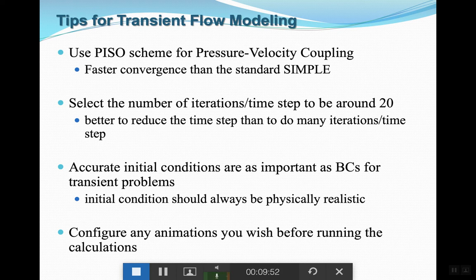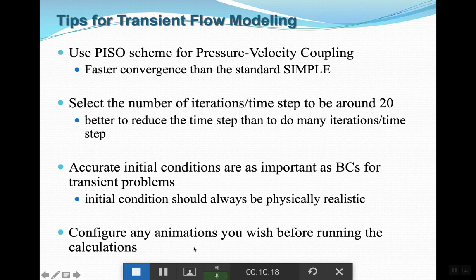Remember, the initial conditions are as important as boundary conditions here. They are not anymore initial guesses. They are the state of your system at time t equal to 0. And of course, you will understand this whole process much better once we perform a simulation for it.